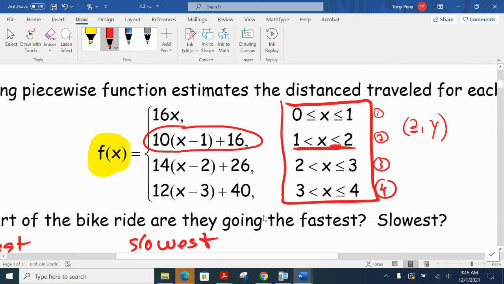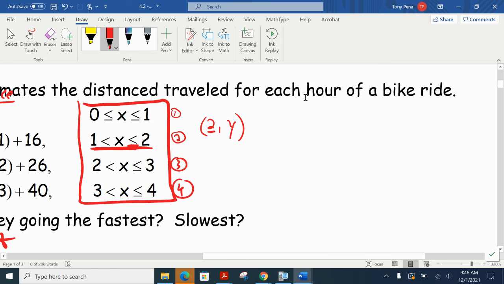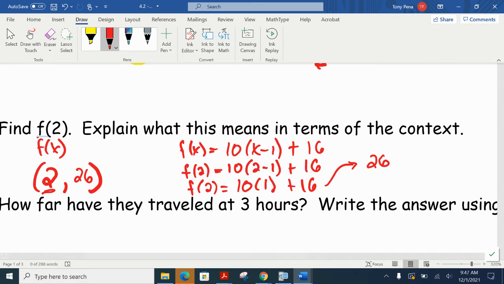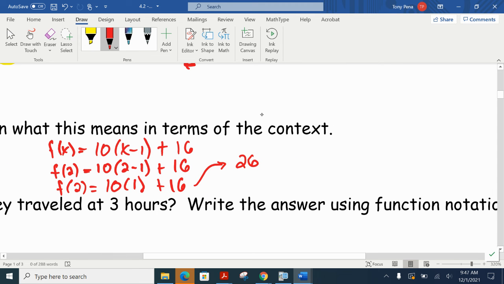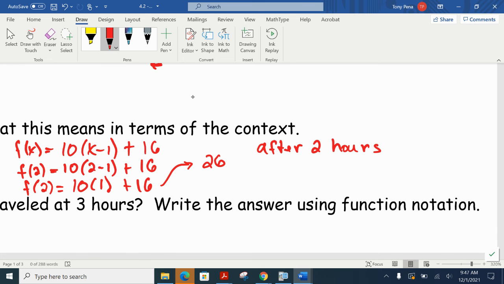The piecewise function represents the distance traveled. So that's what all of these are. This is the distance that we traveled for each hour in which you rode your bike. So what that would mean now is the 2 is the number of hours we've ridden our bike. So after 2 hours, that's what the 2 stands for in our point.